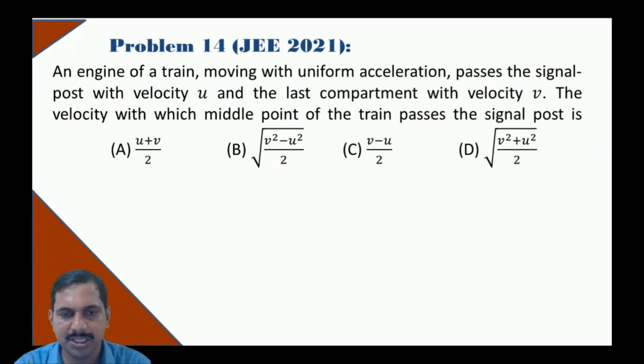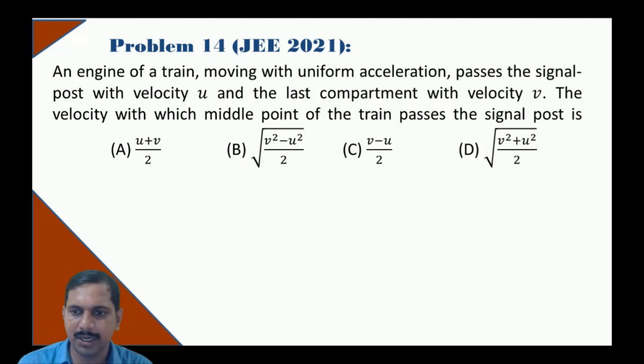Let us look at this problem. This problem is a bit tougher one. I have kept the toughness index as 1.5. Okay, so let us understand this. The question is: an engine of a train moving with a uniform acceleration passes the signal post with velocity u and the last compartment with velocity small v. The velocity with which the middle point of the train passes the signal post will be.